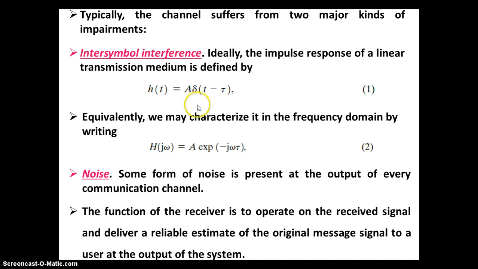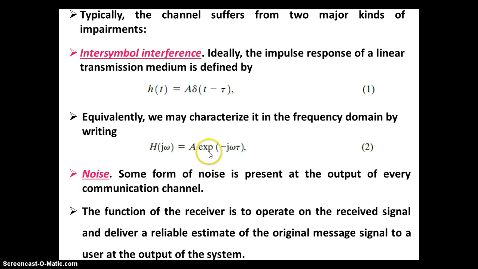The equivalent for equation 1 is this one. That means we have converted from the time domain to the frequency domain. H of j omega equals A exponential of minus j omega tau, where j is the square root of minus 1, and omega denotes the angular frequency. H of j omega is the frequency response of the transmission medium.